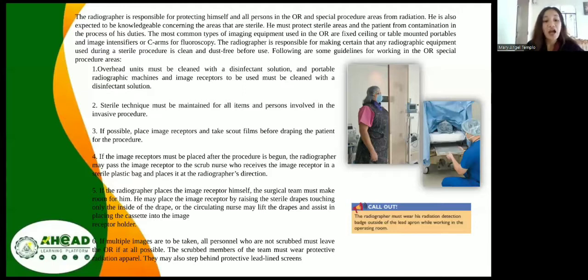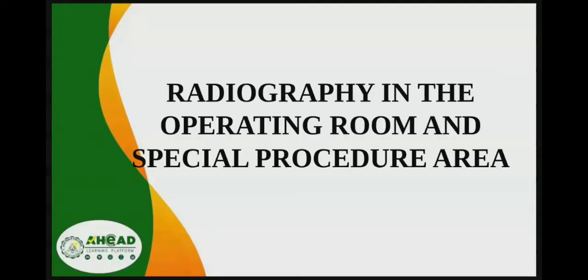Number 6. If multiple images are to be taken, all personnel who are not scrubbed must leave the OR. If at all possible, the scrub members of the team must wear protective radiation apparel. They may also step behind protective lead-lined screens. The callout: the radiographer must wear his radiation detection badge outside of the lead apron while working in the operating room.